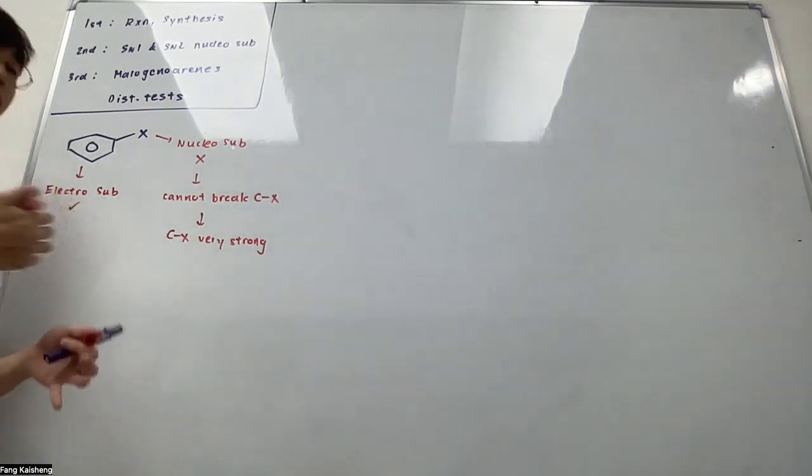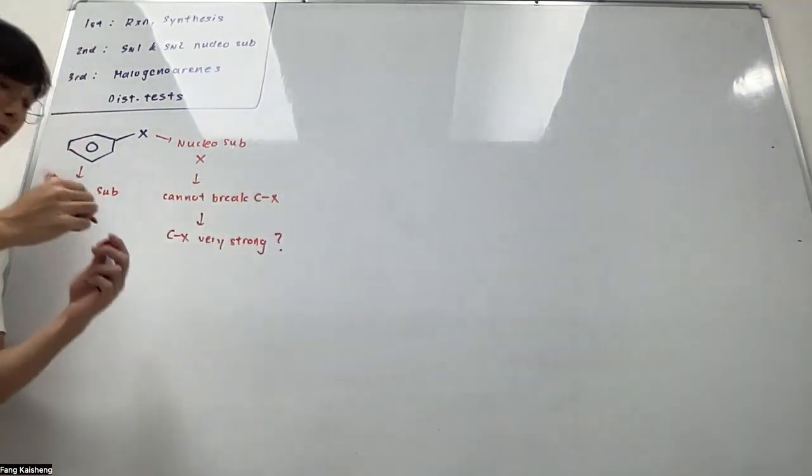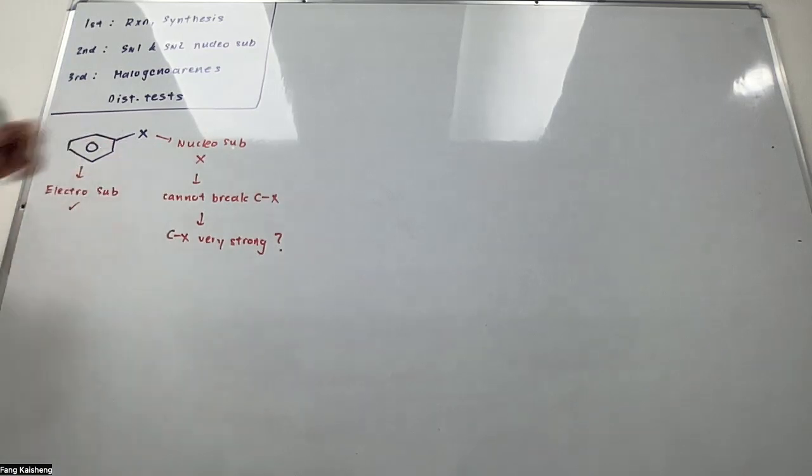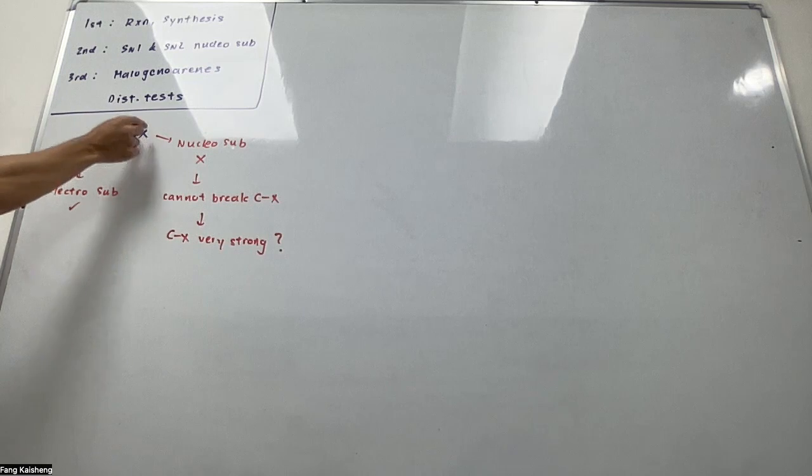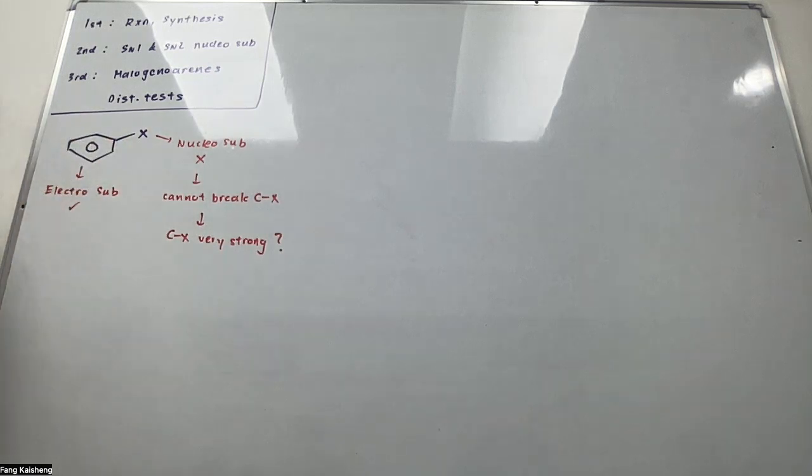That is the special part of this topic. We're going to answer that last part, and the last part will help us to answer why nucleophilic substitution is not possible. Basically, this halogen is going to get stuck here forever because that bond is very, very strong.